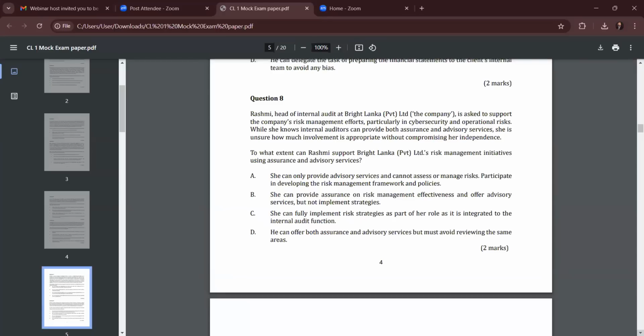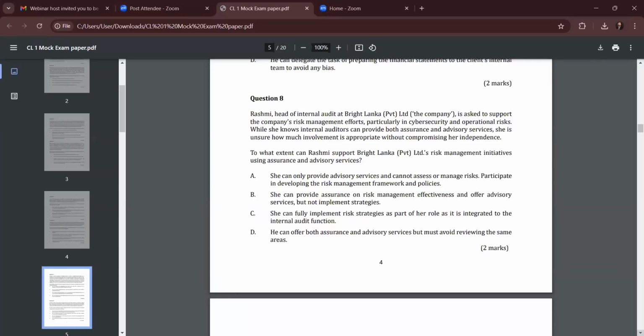To what extent can Rashmi support Bright Lanka Private Limited's risk management initiatives using assurance and advisory services? A. She can only provide advisory services and cannot assess or manage risk. Participate in developing the risk management framework and policies.